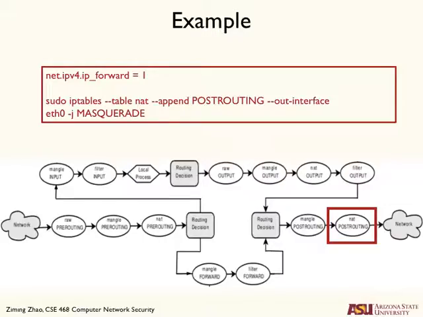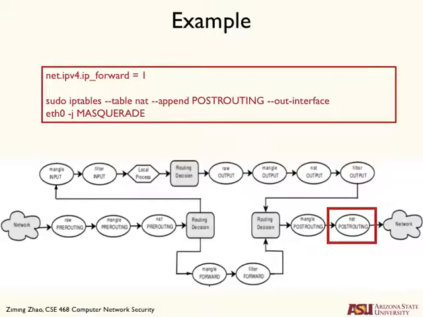Then what you did is sudo iptables -t nat -A POSTROUTING -o eth0, and the action is MASQUERADE. So basically, by executing this command, you add one rule in this POSTROUTING chain and NAT table, to enable your gateway to do network address translation for you.